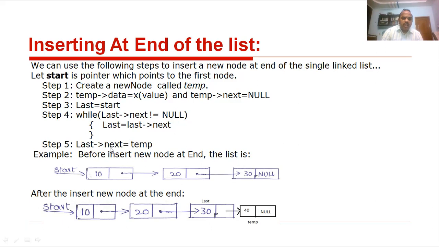Then the next one, last to next equal to temp. Already we created one temporary variable. Clear? So this is before inserting the new node at the end of the single linked list, and this is after inserting the new node at the end of the list. This is the new node, this is inserted. New node to next equal to null, that is temp to next equal to null.